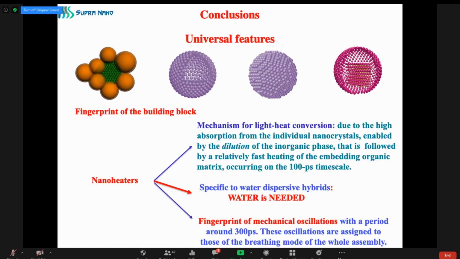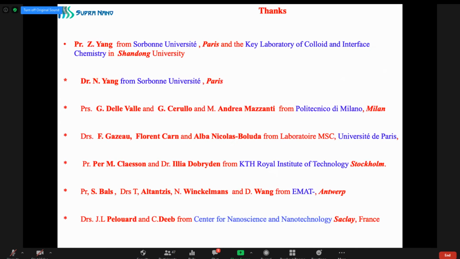And we get the fingerprints of the mechanical property we already observed 15 years ago in dry systems. So I need to thank very much these people, because nothing would be done without them.